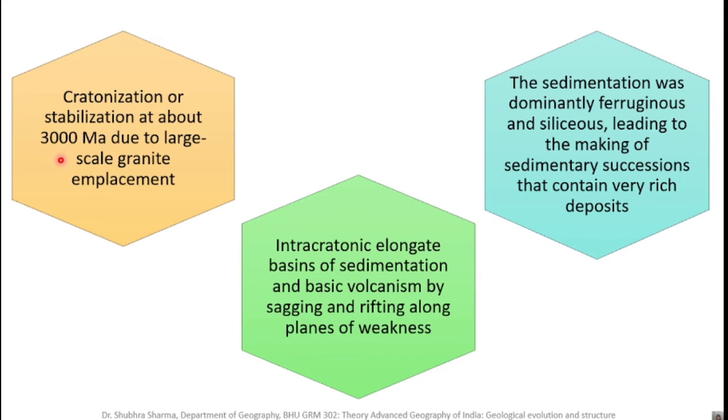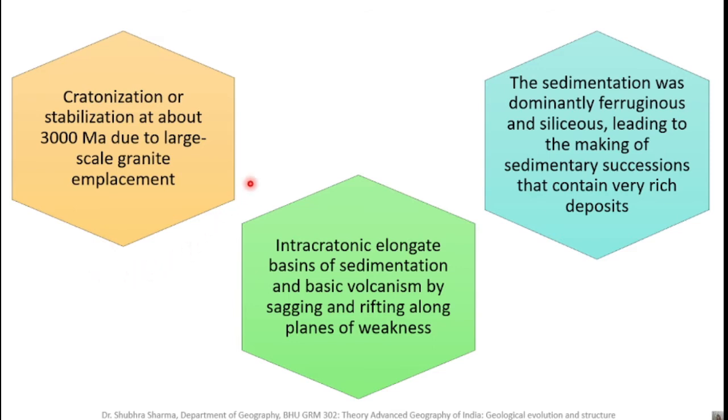And how is this stabilization represented, or how do we know that this became stable? Because there was setting of a large scale granite body over the cratons. So the stabilization of this Archean craton is represented by the large scale granite emplacement. Emplacement means nothing but just setting in of the large granite bodies.